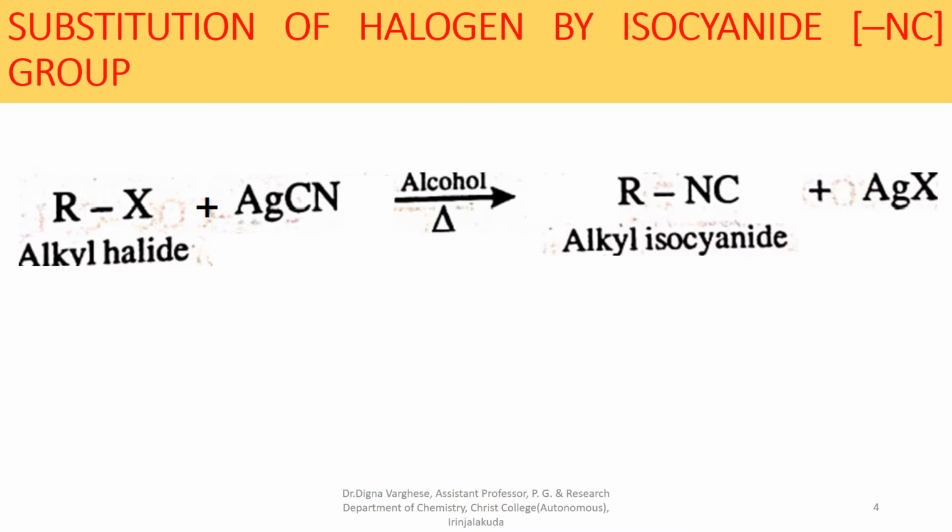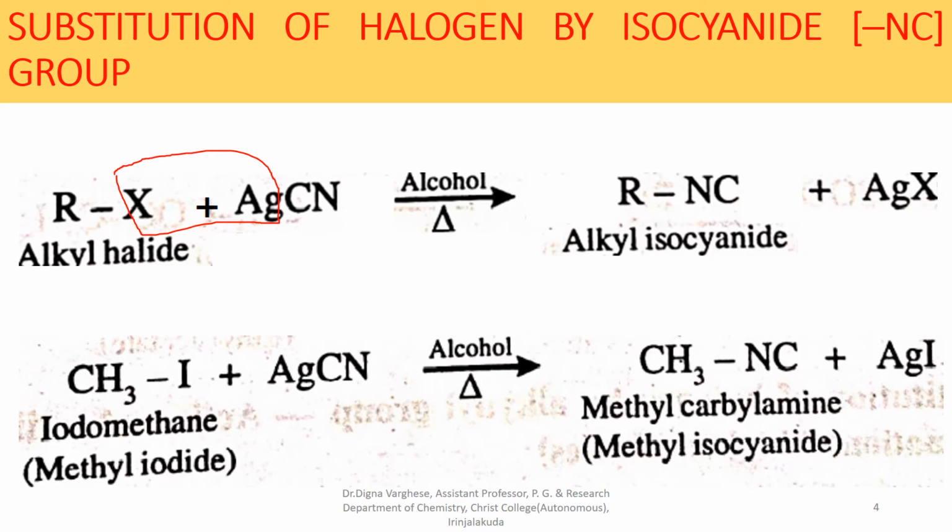This is a general representation. When alkyl halide reacts with alcoholic silver cyanide on heating, it gives alkyl isocyanide and silver halide. Here you can see the silver halide is eliminated. So here you can see methyl iodide reacts with alcoholic silver cyanide to form methyl isocyanide, that is methyl carbylamine, and silver iodide.